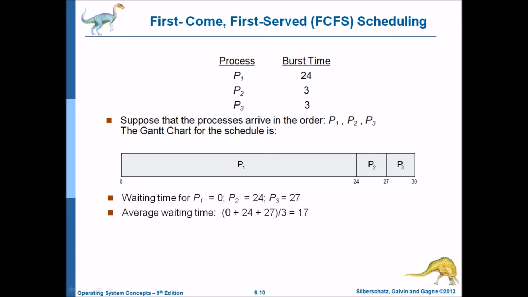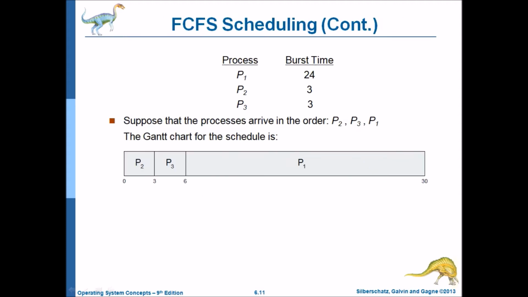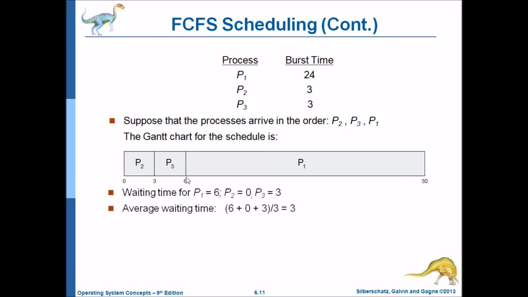Okay, suppose we have another example. Suppose that the processes arrived in the order of P2, P3, and then P1. So we have P2 having a waiting time of 0, P3 having a waiting time of 3, and then P1 a waiting time of 6. With this, we have an average waiting time of 3. So we have a better waiting time result than the previous example.